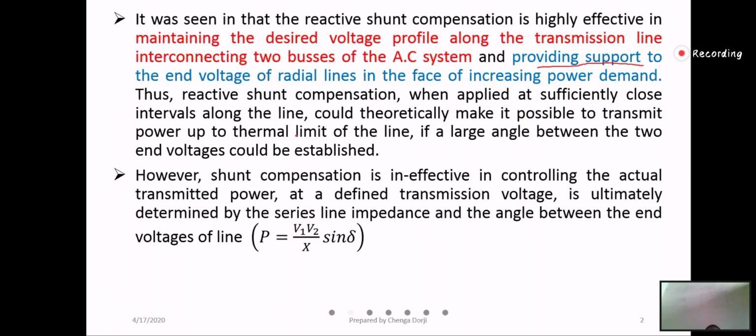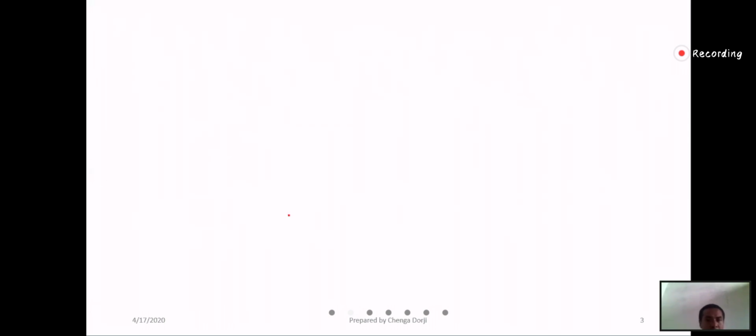However, the disadvantage is that it is ineffective in controlling the actual transmitted power. Shunt compensation is not able to control the actual transmitted power because P is dependent on X and delta. Because of these two facts, it is not able to do that. Because of this, series compensation is there.